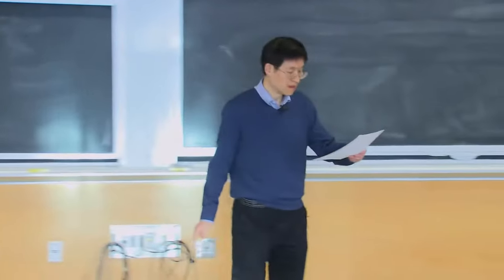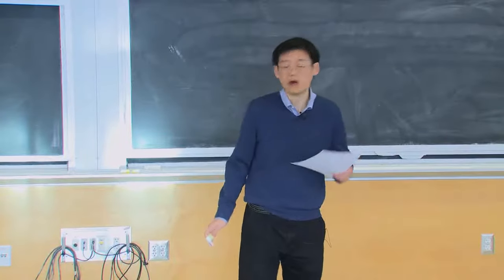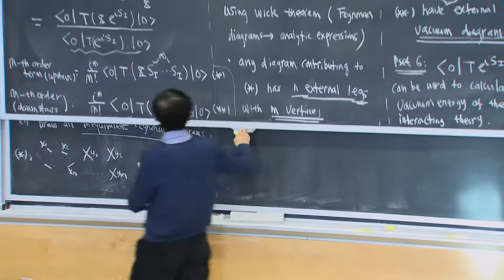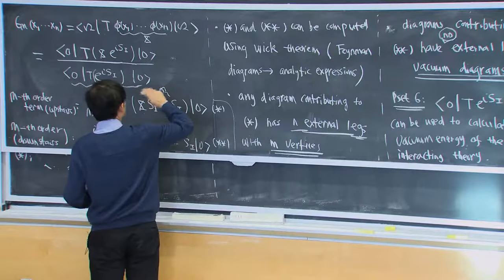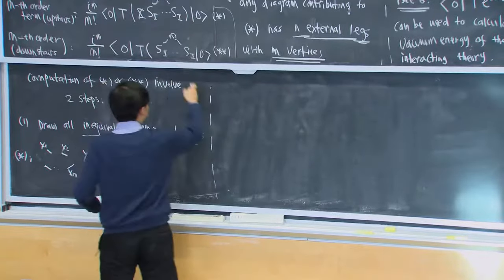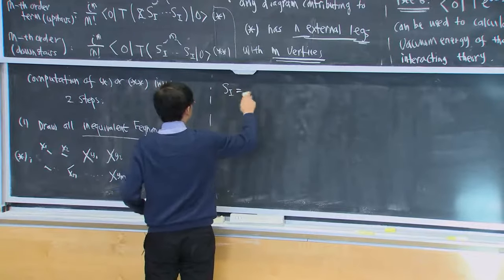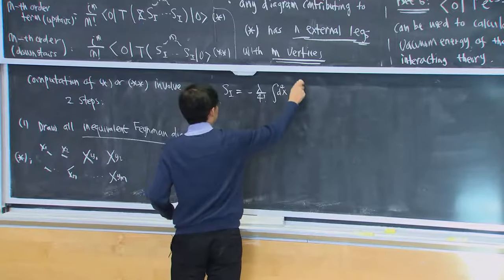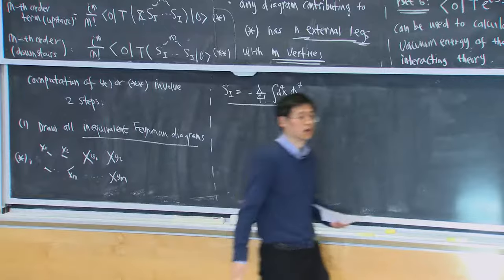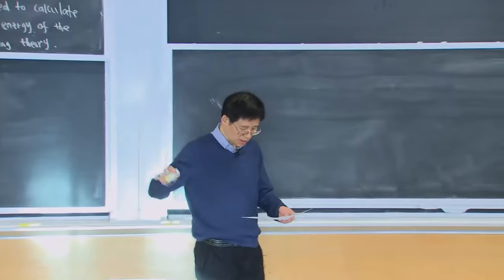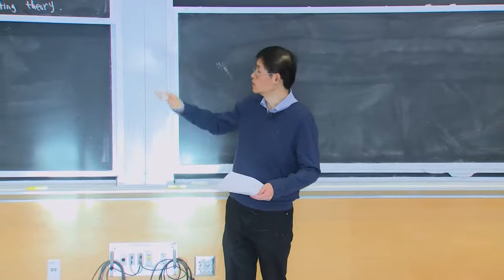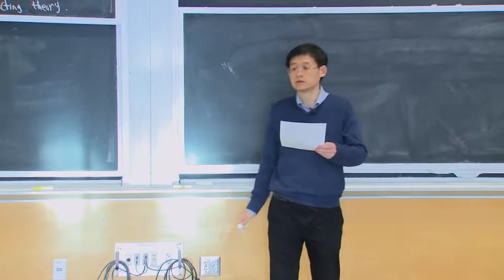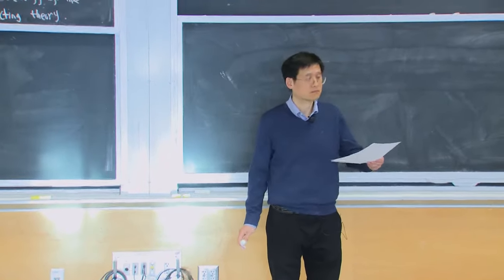Why do the vertices have to all have four lines? More specifically, here we're talking about the SI equal to minus lambda over 4 factorial phi to the fourth. We consider this particular theory. I'm going to make remarks on other more general theories later. Here it is more specific. Other questions? Okay.